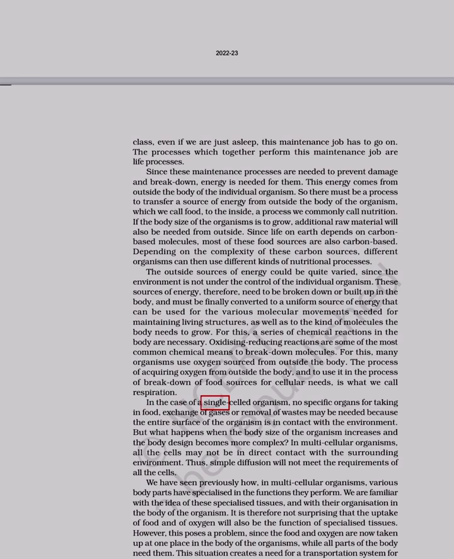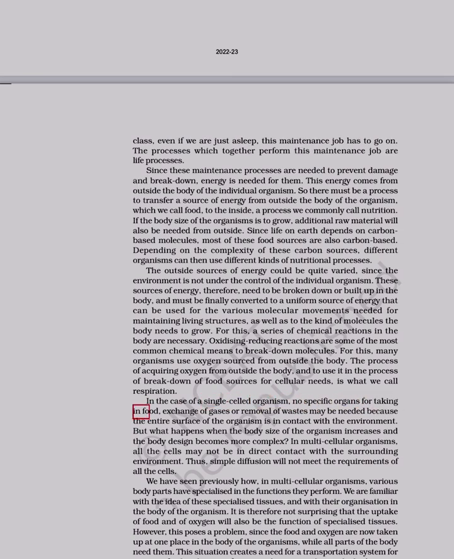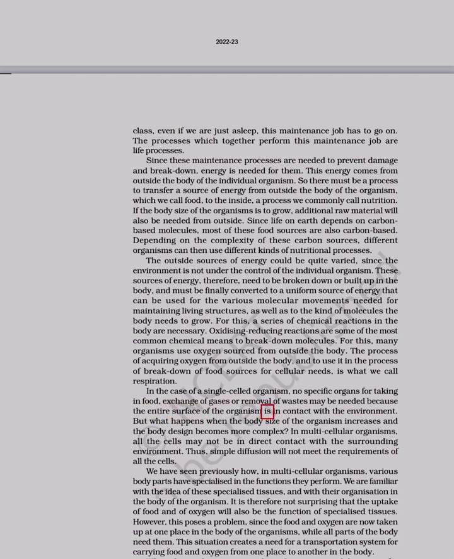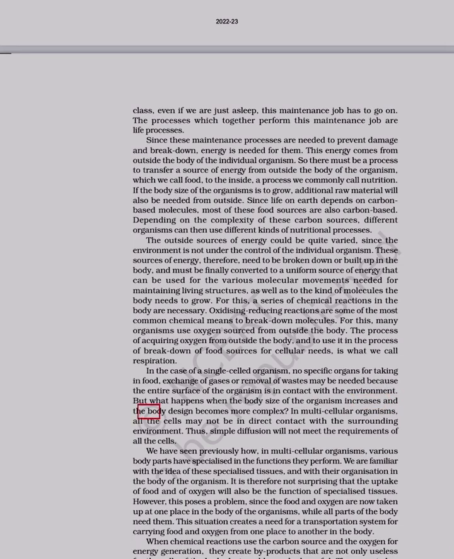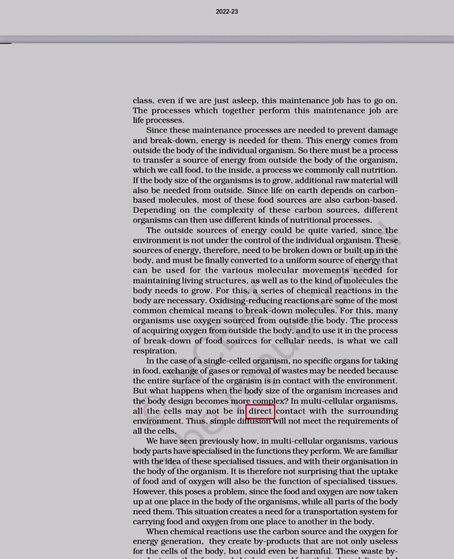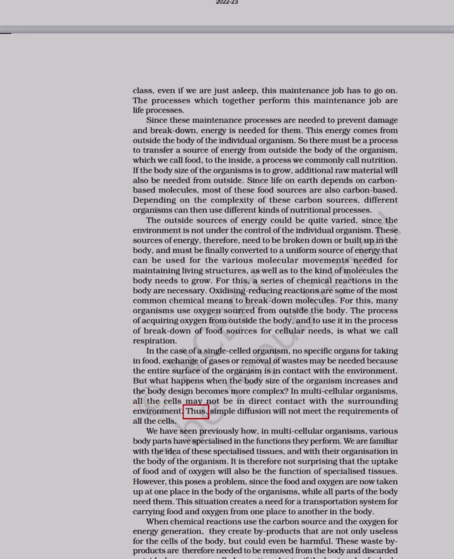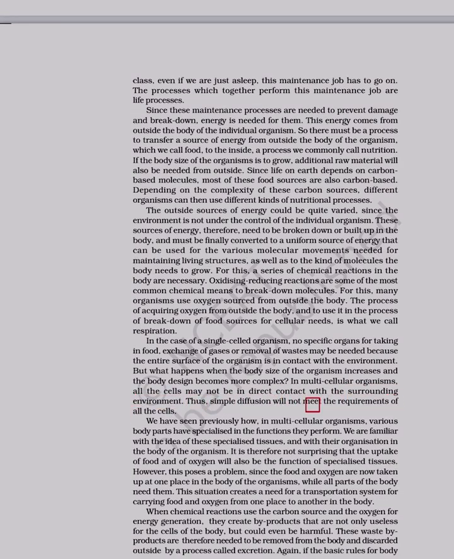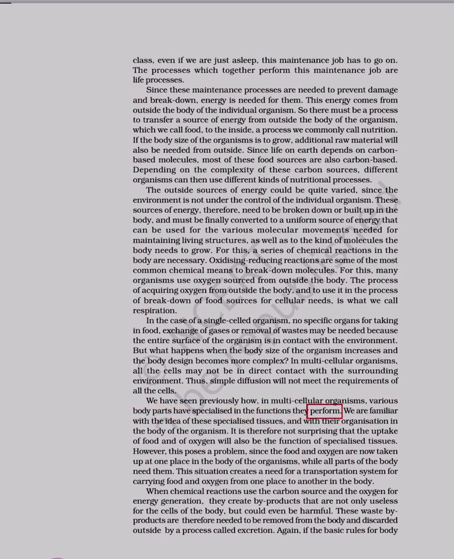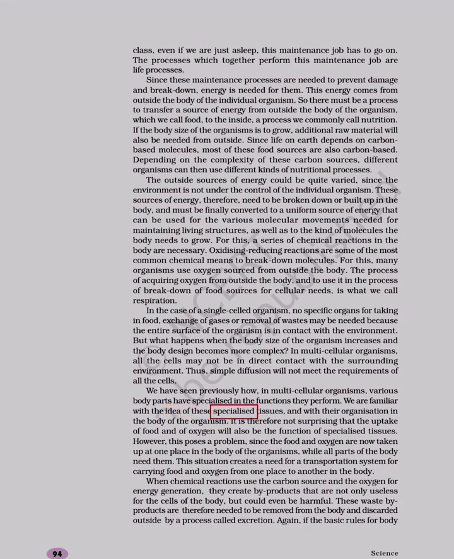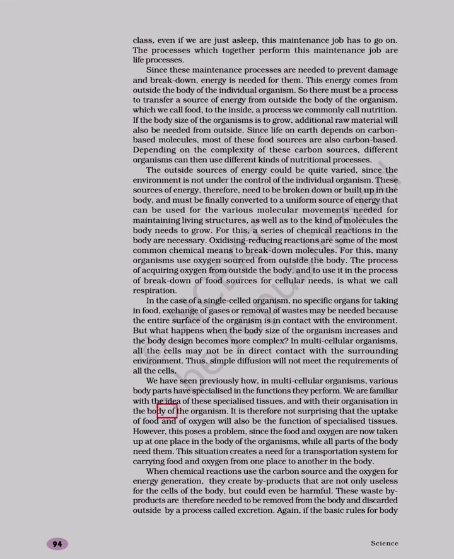In the case of a single-celled organism, there are no specific organs for taking in food, exchange of gases or removal of wastes, because the entire surface of the organism is in contact with the environment. But what happens when the body size of the organism increases and the body design becomes more complex? In multicellular organisms, all the cells may not be in direct contact with the surrounding environment. Thus, simple diffusion will not meet the requirements of all the cells. We have seen previously how, in multicellular organisms, various body parts have specialized in the functions they perform. We are familiar with the idea of these specialized tissues, and with their organization in the body of the organism.